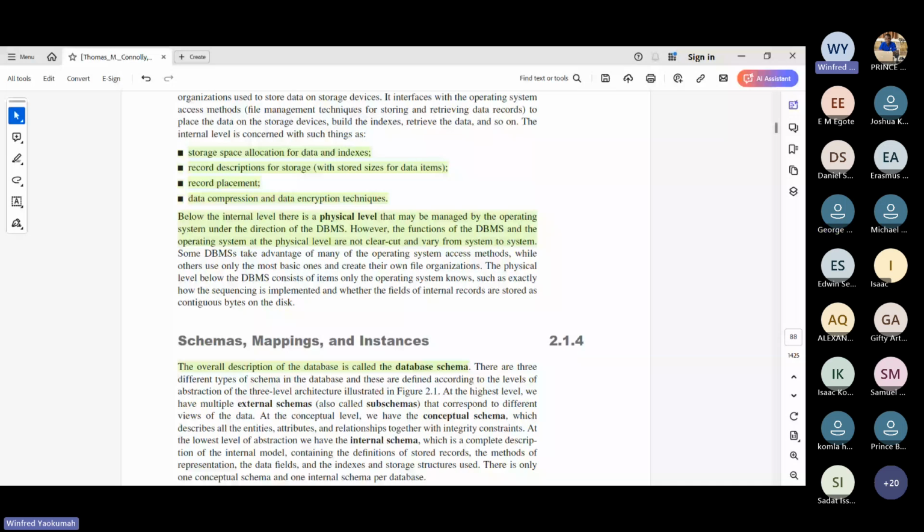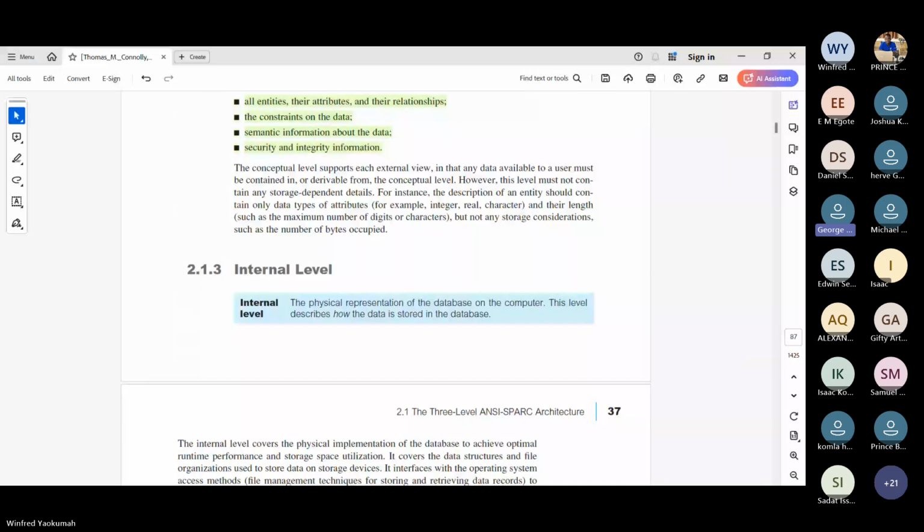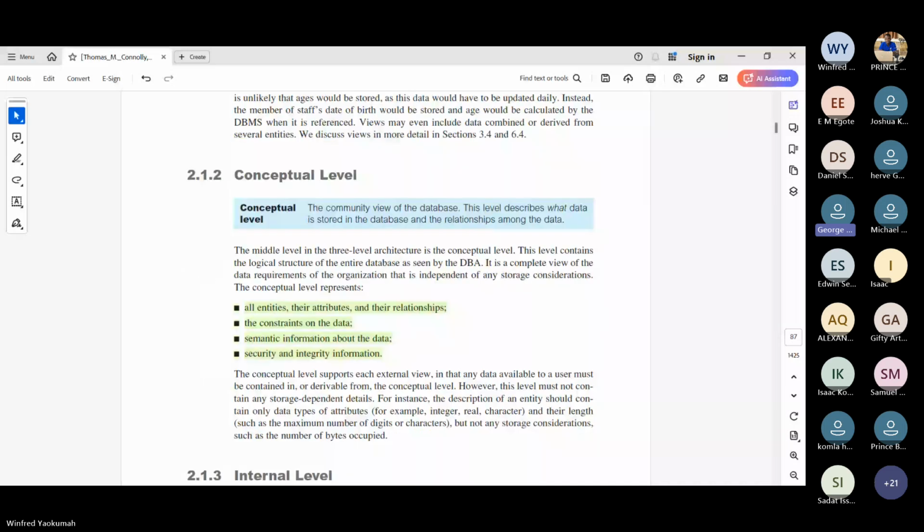Any other questions? Yes. Prof, good evening. Go ahead, George. Good evening, sir. Please, the conceptual level, you said it explores things like relationships between the data and things like that. I was wondering if it's linked or related in any way to the conceptual framework as we use in research.